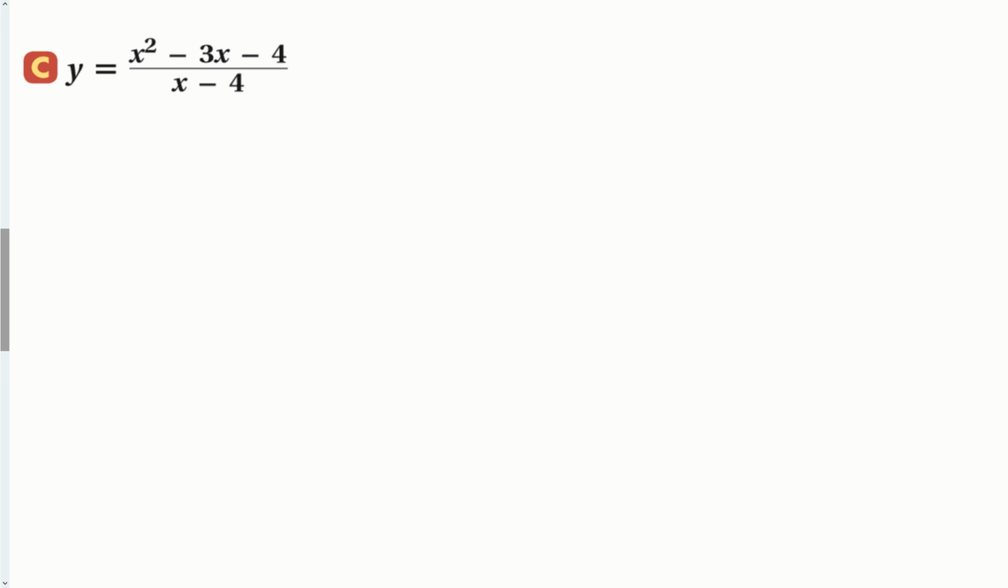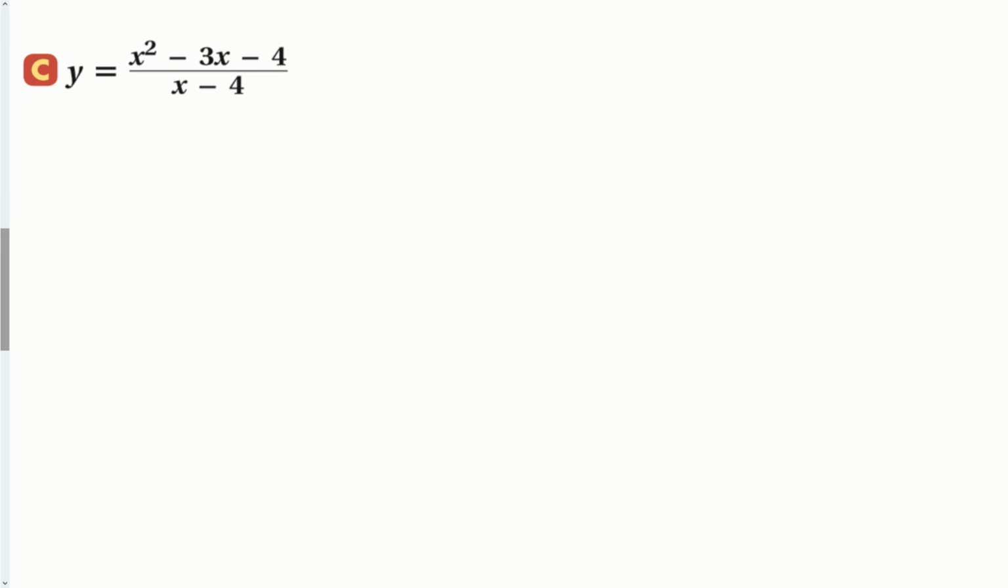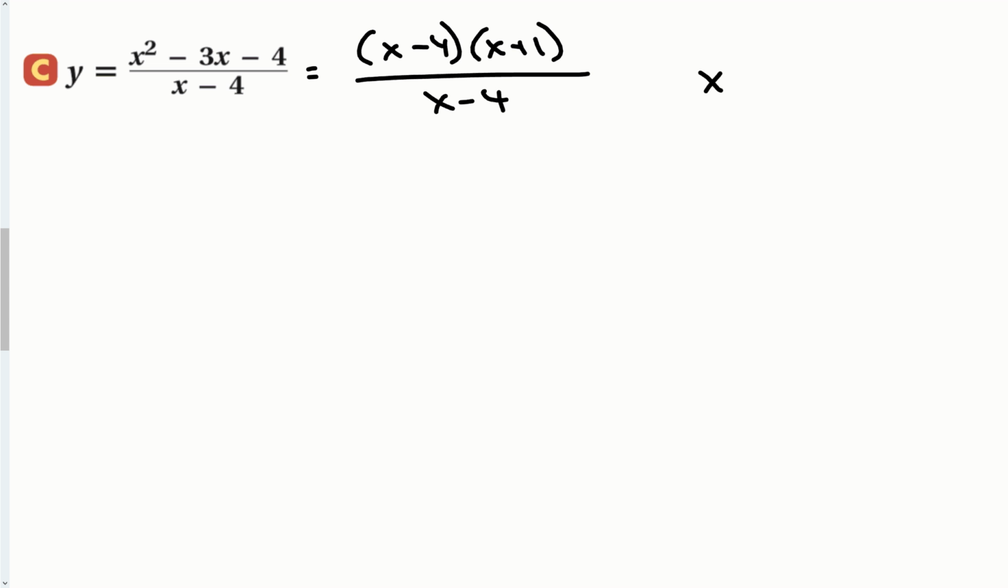This one. Factor the top, factor the bottom. That'll help me see the points of discontinuity. So factoring the top would give me x minus 4 times x plus 1 over x minus 4. So that means that the domain is all real numbers except x cannot be equal to 4.